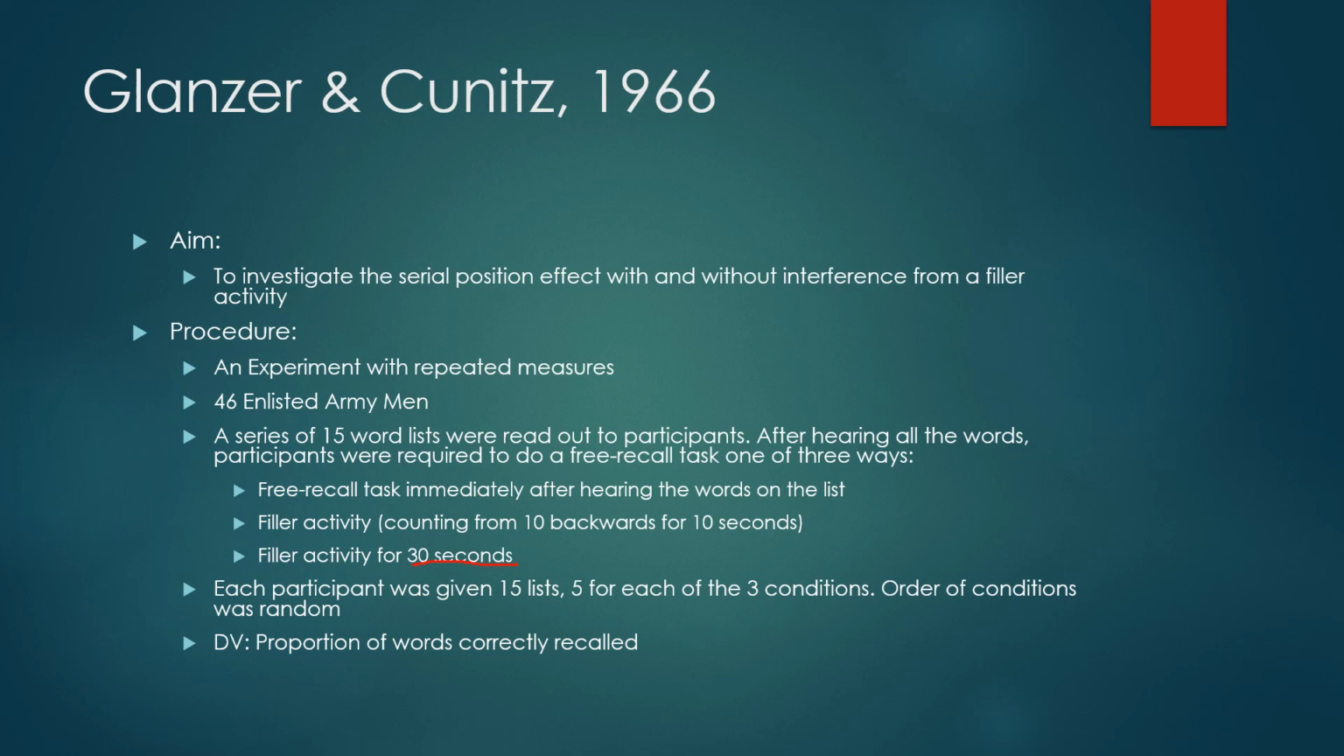Each participant was given 15 lists, 5 for each of the 3 conditions. The order of the conditions was random. So everyone in this repeated measures design experiment ended up going through the 3 different conditions.